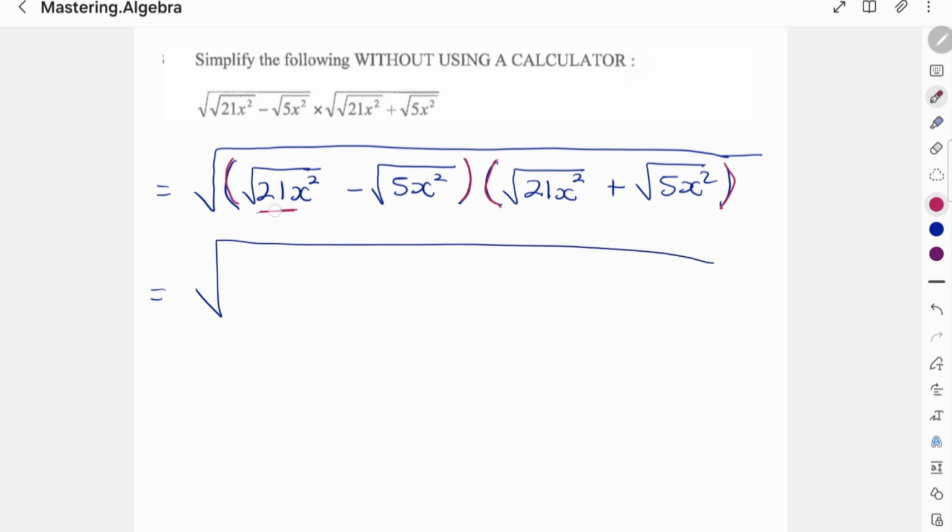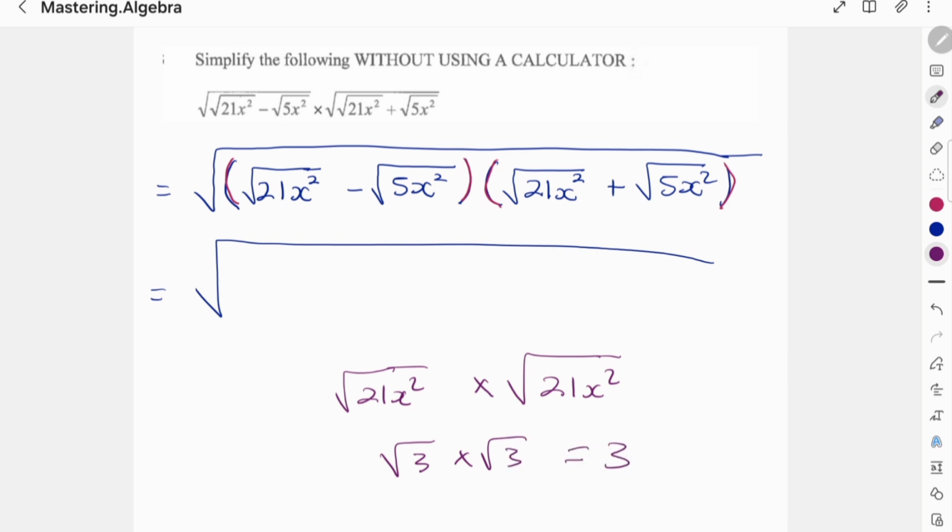So this number times this number, we can apply the same idea that I have square root of 21x squared multiplied by the square root of 21x squared. It's like square root of 3 times square root of 3 is equal to 3. I'm going to get that thing inside the square root because the thing inside my square root is the same. So this would be 21x squared, right? So that would be 21x squared.